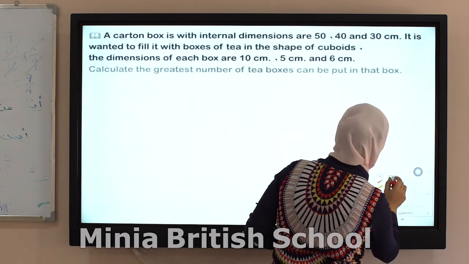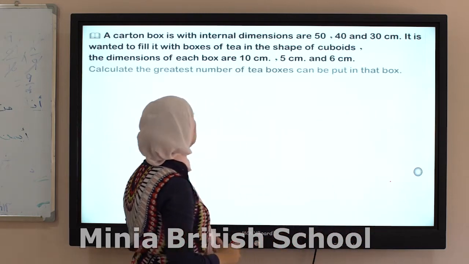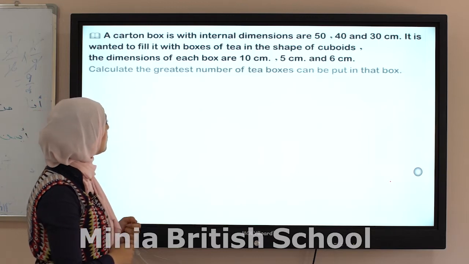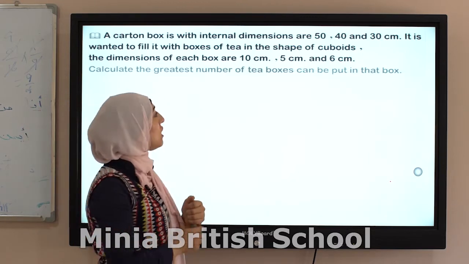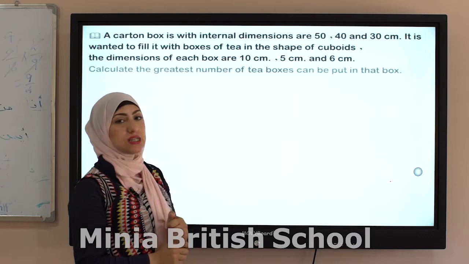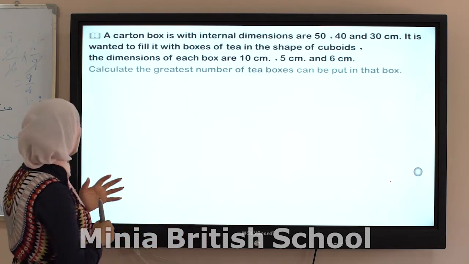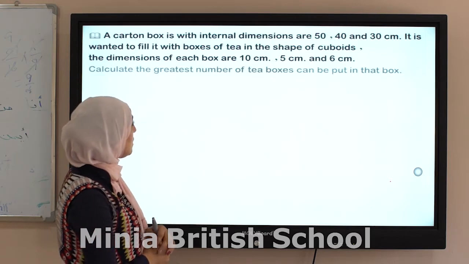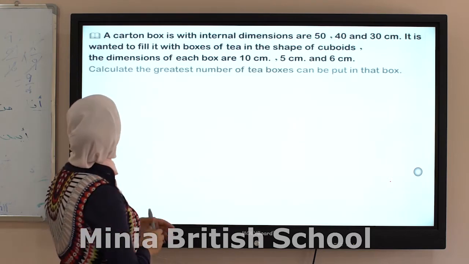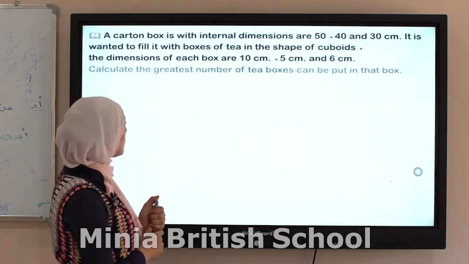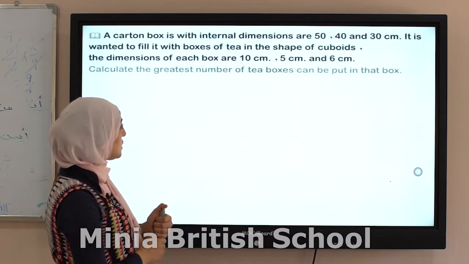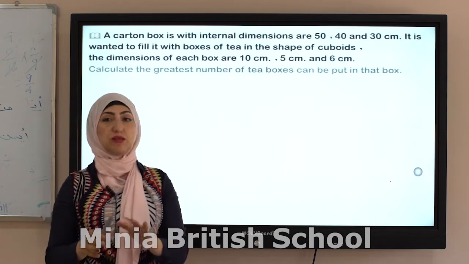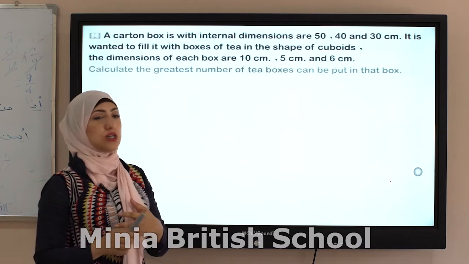Let's see this one. Here, a carton box is with internal dimensions are 50, 40, and 30 centimeters. It is wanted to fill it with boxes of tea in the shape of cuboids. The dimensions of each box are 10 centimeter, 5 centimeter, and 6 centimeters. Calculate the greatest number of tea boxes can be put in that box.